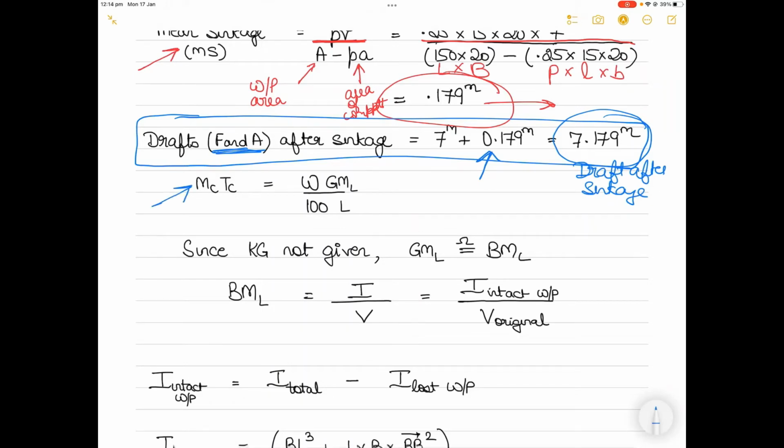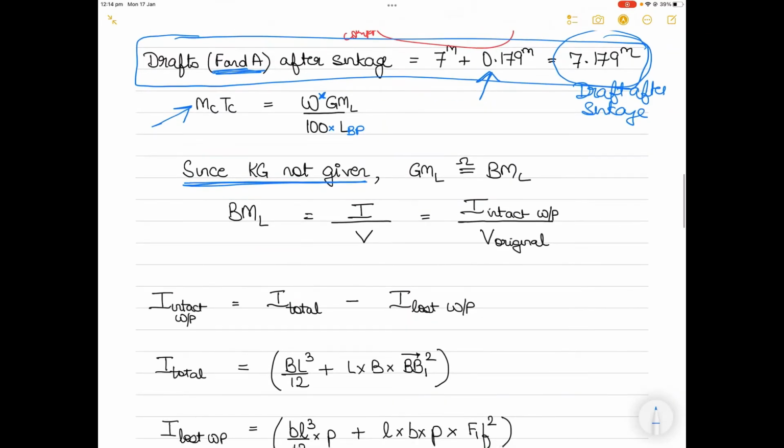Let's find out MCTC, moment to change trim by a centimeter. How much is that? The formula is displacement, denoted by capital W, multiplied by longitudinal GM, divided by 100 times length between perpendiculars of the vessel. In this case, it's the length of the vessel. Since KG is not given in the question, if you see example 1, we had KG given there, so we found out longitudinal GM. We will consider GM longitudinal equal to BM longitudinal.